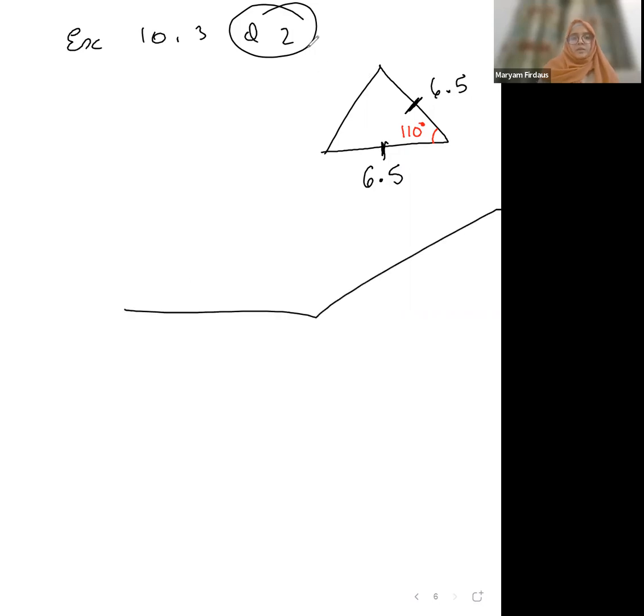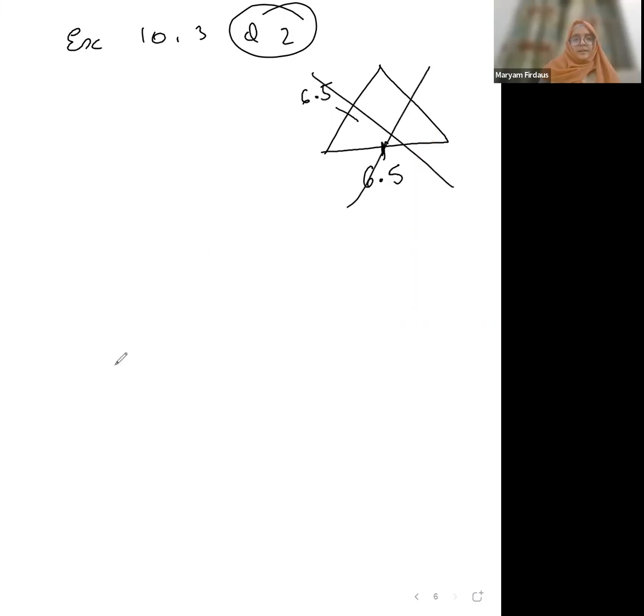और what we can do is 6.5 हम यहाँ लेने के बजाय हम यहाँ ले सकते हैं. Okay, and then we will make an obtuse angle. So इसको हम काट के let's make it like this. So I'm gonna make the rough sketch again. Okay, obtuse angle है, so it's gonna be more than 90 degrees. That's why it's like this.